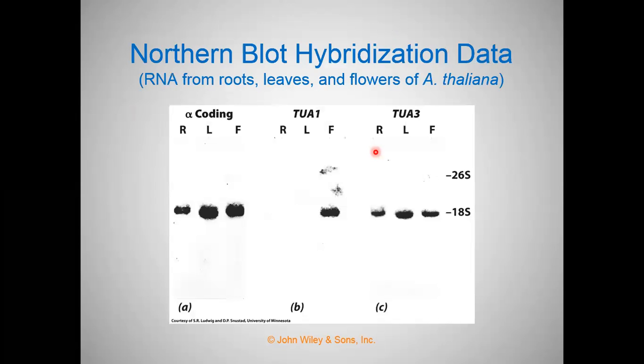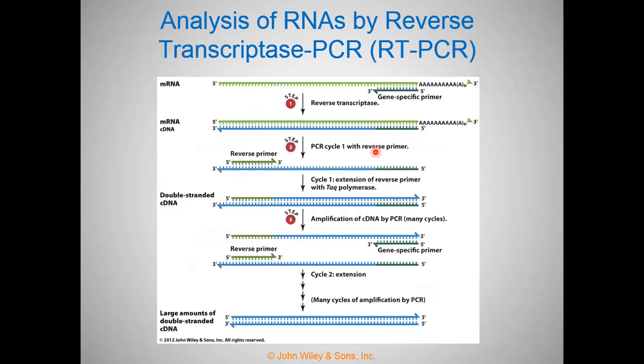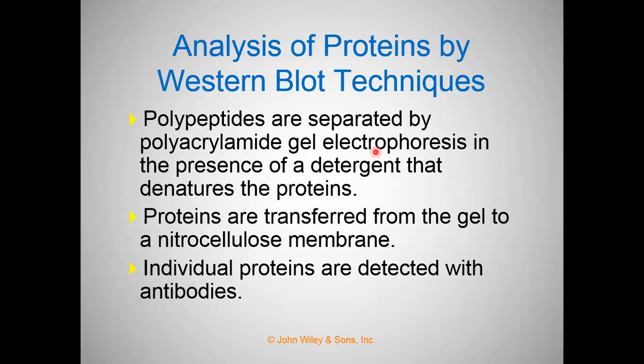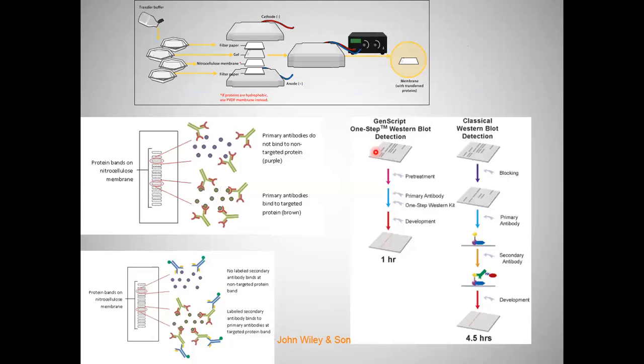This is the image of the northern blot from the root, leaves, and flowers of Arabidopsis thaliana. This is already discussed. Now, analysis of proteins by Western blot techniques. Polypeptides are separated by polyacrylamide gel electrophoresis in the presence of detergents that denature the proteins. This is also a type of electrophoresis. Proteins are transferred from the gel to the nitrocellulose membrane, and individual proteins are detected with antibodies.